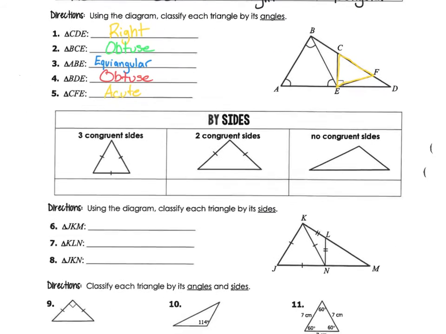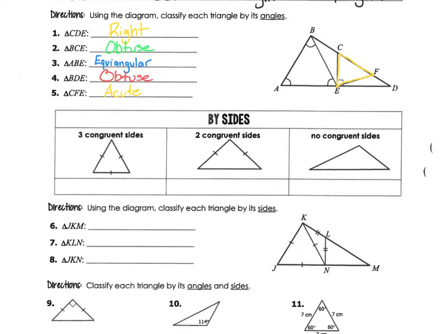Okay, so now we move down here. Now we're talking about the sides of the triangles. So if they have 3 congruent sides, then they're equilateral. If they have 2, isosceles. Have you heard that word before? Maybe. Maybe not. And then if they don't have any congruent, it's scalene.